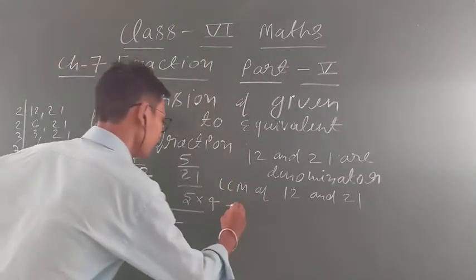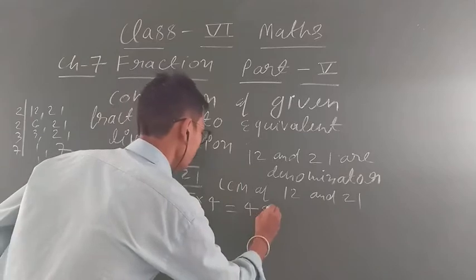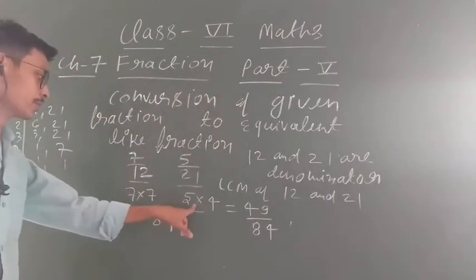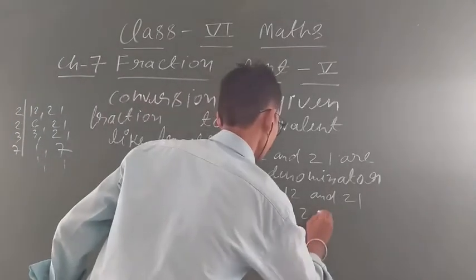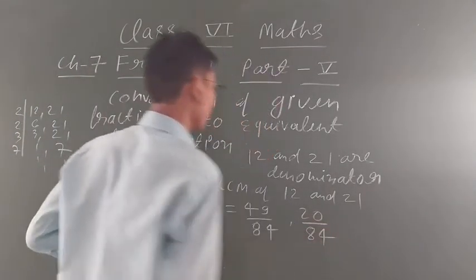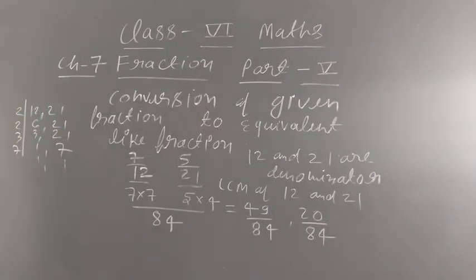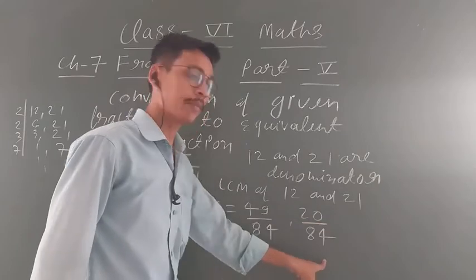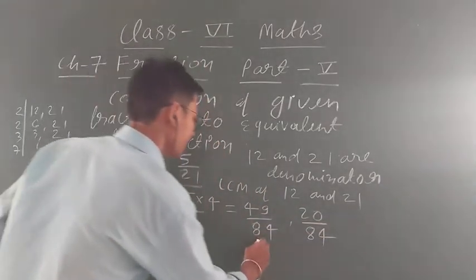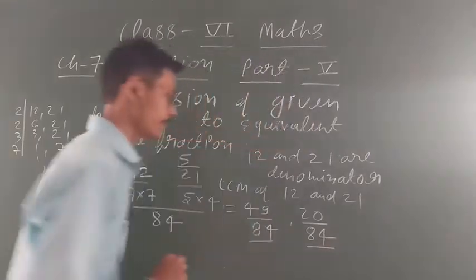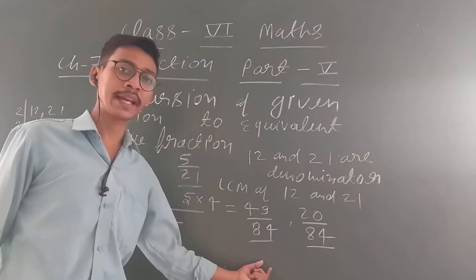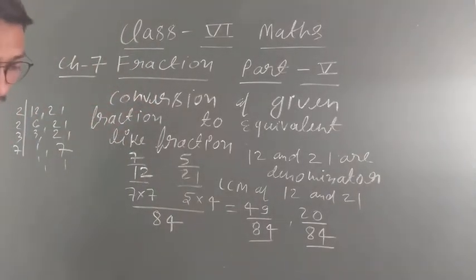Now write down, students, it will become 49/84, and then this one is 20/84. Okay students, so see, they are 49/84 and 20/84. Now see students, the denominator is the same. So you can say they are like fractions. Okay, so with the help of this, you can solve this question very easily.